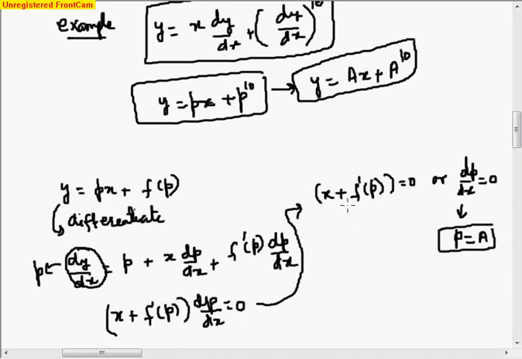What does this imply? This implies p is some constant, right? Actually, the other factor is not in your syllabus right now. It will give some singular solution to your problem that we are not dealing with right now. So you get that p is a constant. In the equation you will replace your p with a constant and you'll get the solution. For example, see this differential equation.